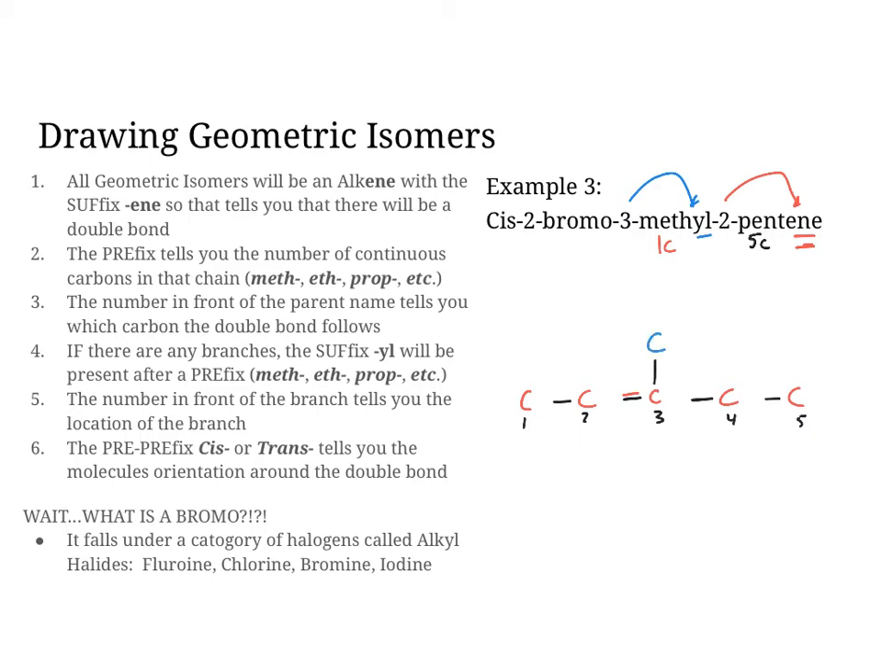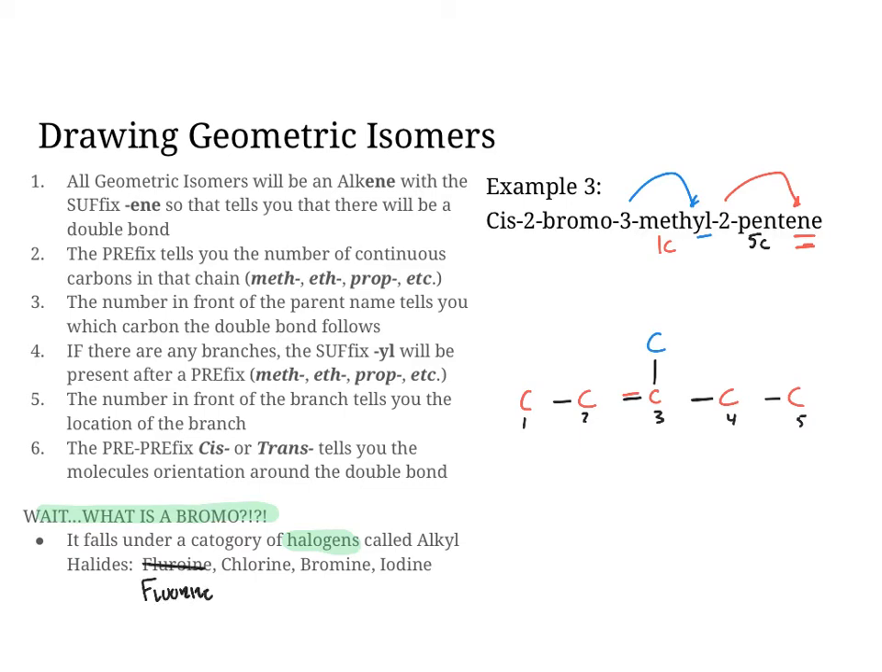Okay. Then I see that there's a 2-bromo. Now, I don't know what a bromo is. I might have a guess, but up until now, we hadn't really talked about what a bromo is, and it falls into a category of when halogens are used in organic chemistry. They're called alkyl halides. That's something we'll learn about next week. Basically, fluorine, chlorine, bromine, and iodine are examples of the alkyl halides, and I sincerely apologize for spelling fluorine wrong.